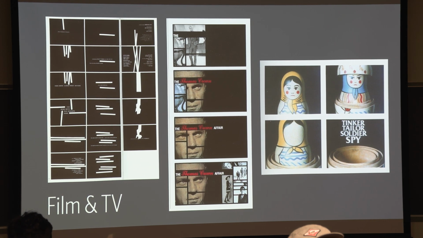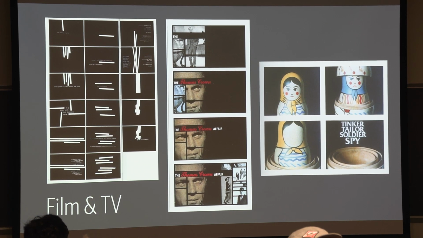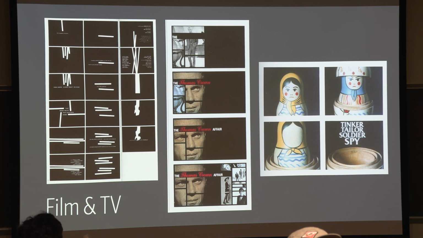In the center, an opening sequence for an excellent film, The Thomas Crown Affair, designed by Pablo Ferro. And on the right, from the BBC television series Tinker Tailor, Soldier Spy, in which a group of nested Russian dolls refers to a mole in British intelligence. It was designed by Douglas Bird.